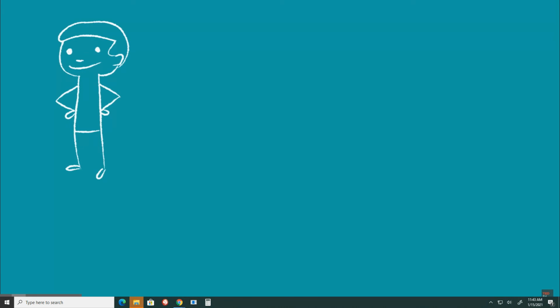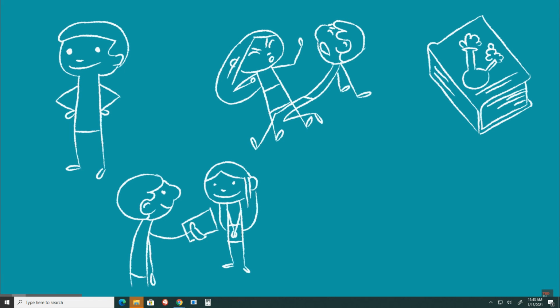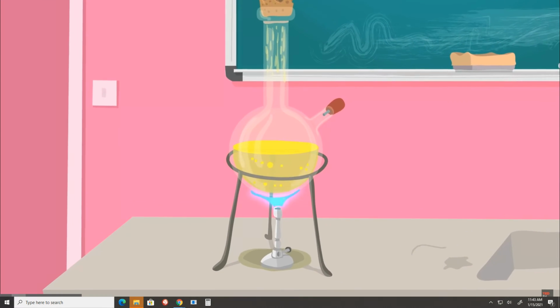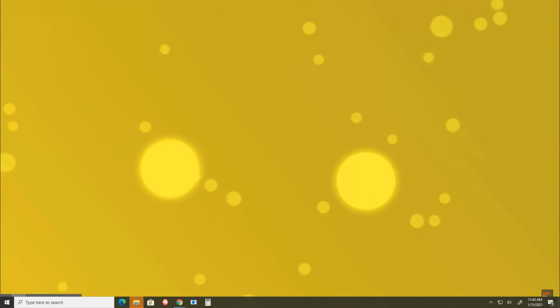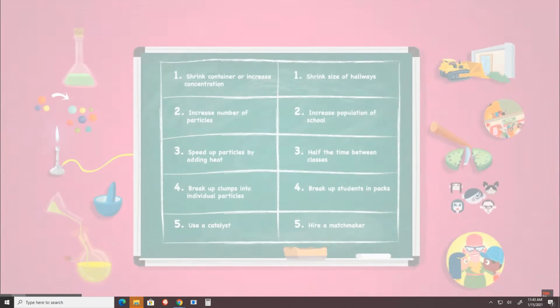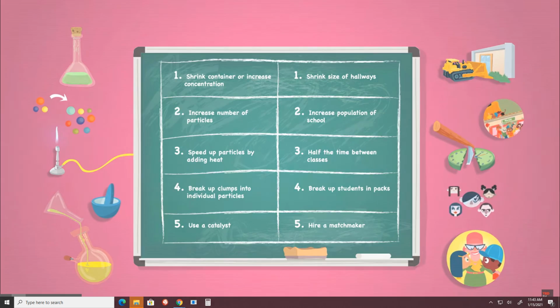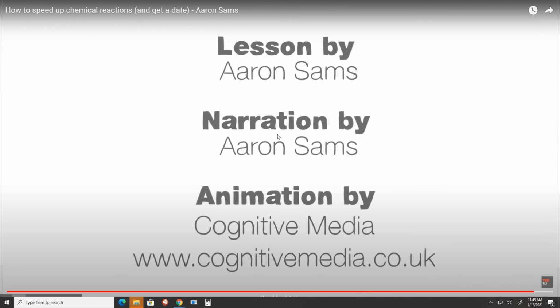So to sum up, if a future chemist wants a date for the dance, he must collide with another person and knock the books out of their hands. And if a chemist wants to make a chemical reaction occur, the particles must collide in the correct orientation with an appropriate amount of energy. And both of these processes can be accelerated using the 5 methods I've described.